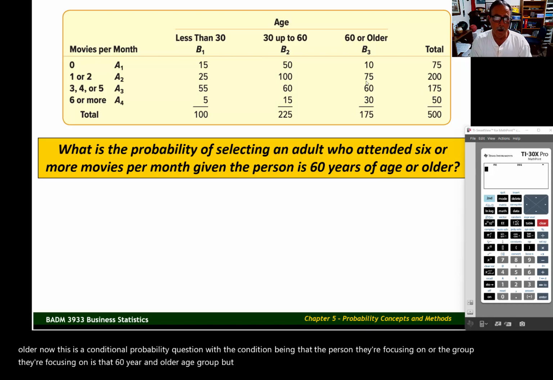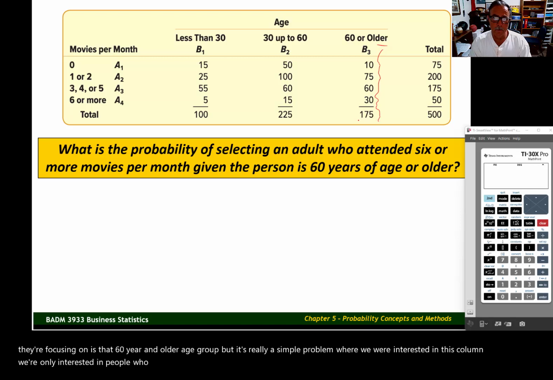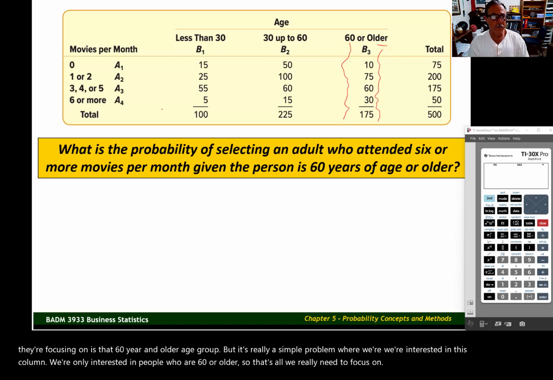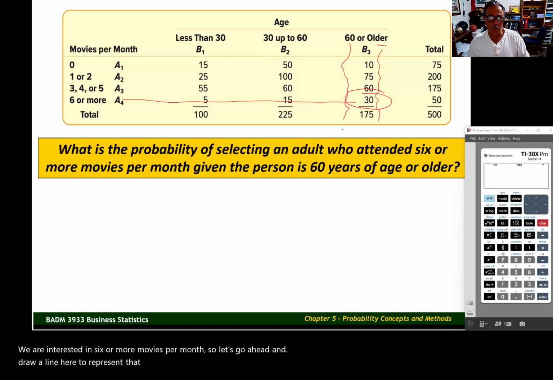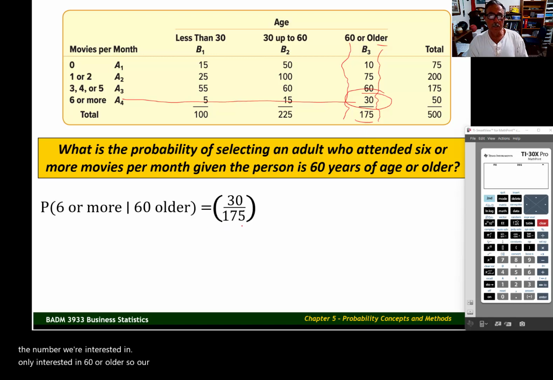But it's really a simple problem. We're interested in this column. We're only interested in people who are 60 or older, so that's all we really need to focus on. Now we are interested in 6 or more movies per month, so let's go ahead and draw a line here to represent that. So 60 or older, 6 or more movies a month, where the row and the column intersect, that's the number we're interested in. Only interested in 60 or older, so our denominator is going to be 175.